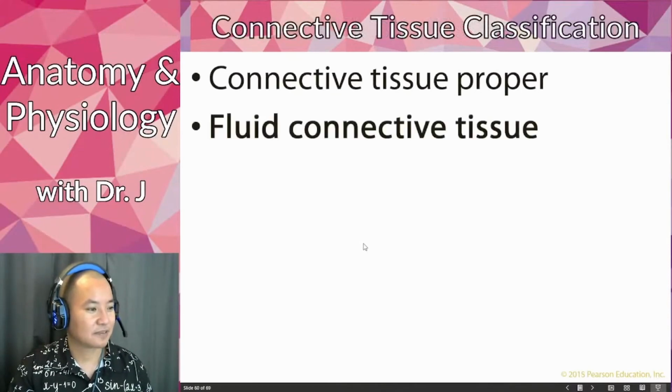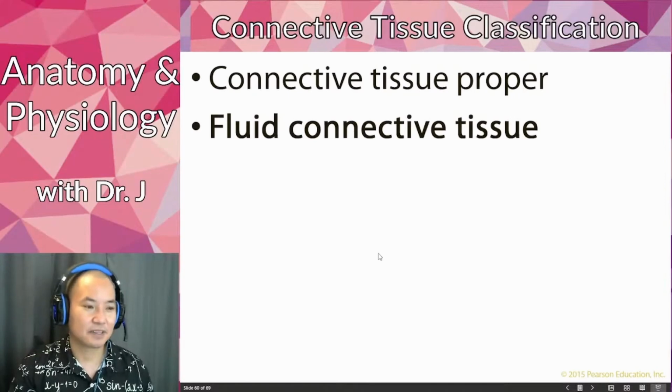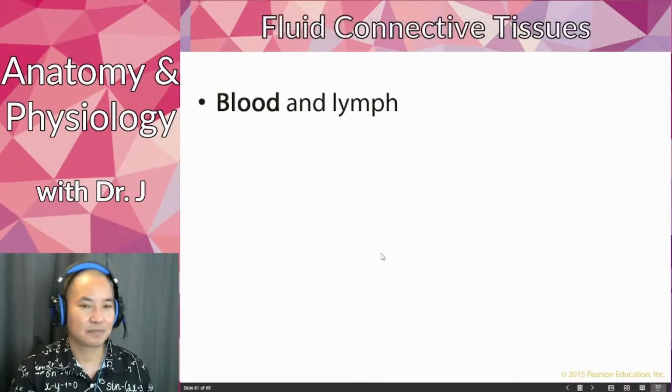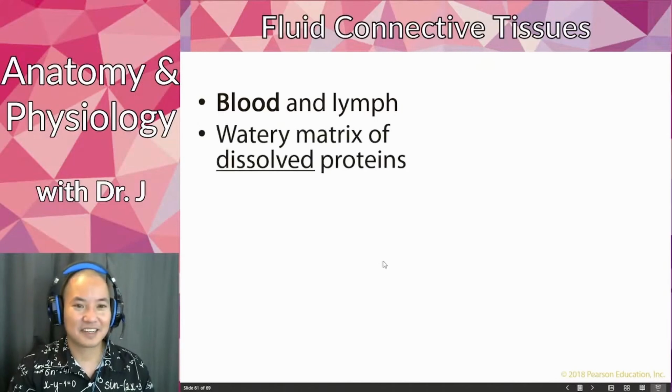So yeah, that's it for connective tissue proper. Fluid connective tissue, what I want you to know at this point is that blood and lymph, there are fluid, so these are connective tissue. Your blood is a connective tissue. But basically, why is that?